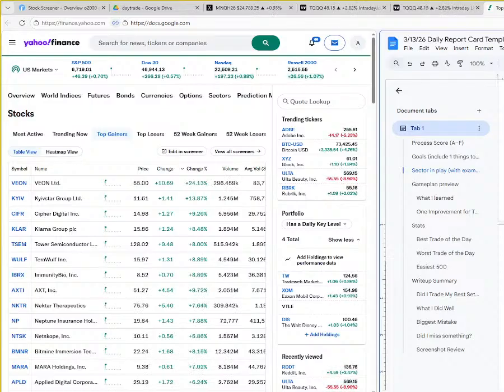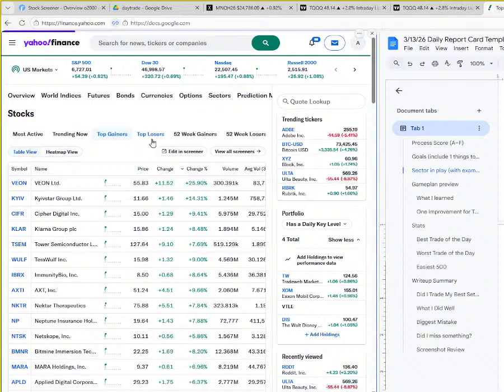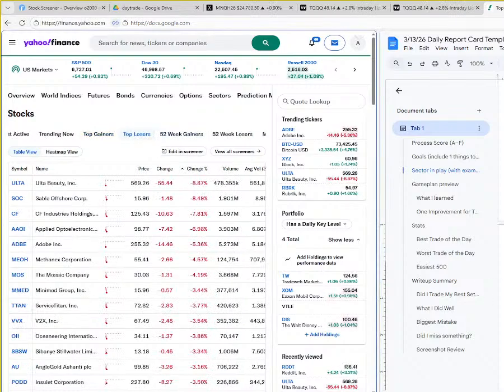Cypher, haven't heard of that name in so long. Wolf, okay. Losers, of course, I think Adobe's going to be on here. Yep, Adobe's fifth. ULTA. Keep saying Ultra. SOC. Okay.